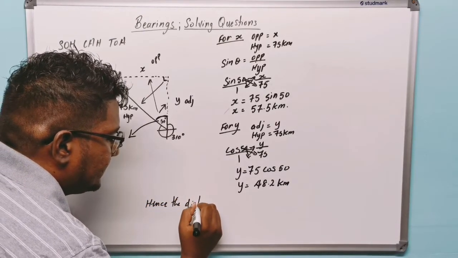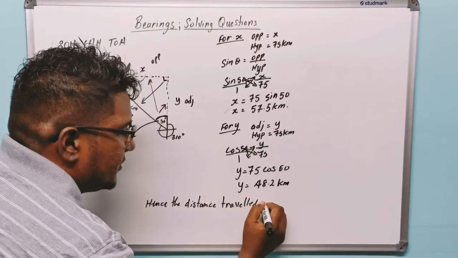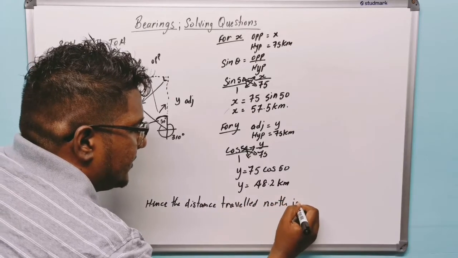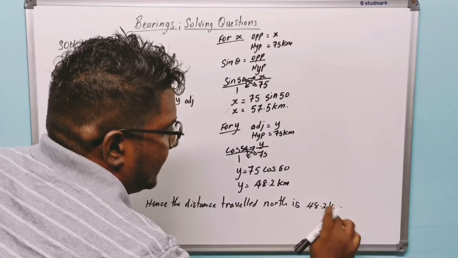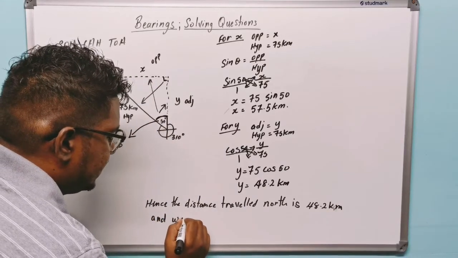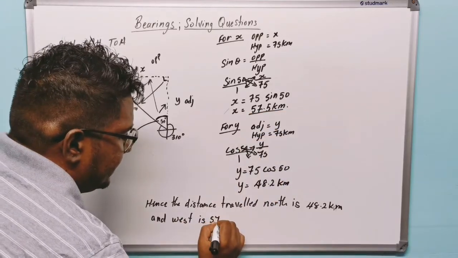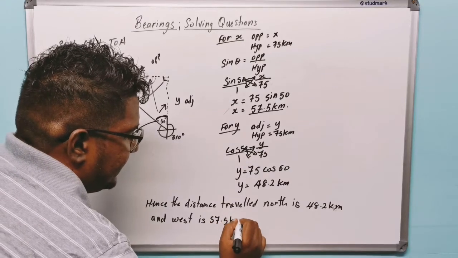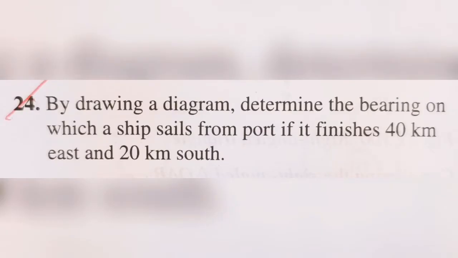So we could say now, hence, the distance traveled north is 48.2 km and west is 57.5 km. And again, this is how you use sine, cos, and tan to work application questions with bearings. This is example number 3.